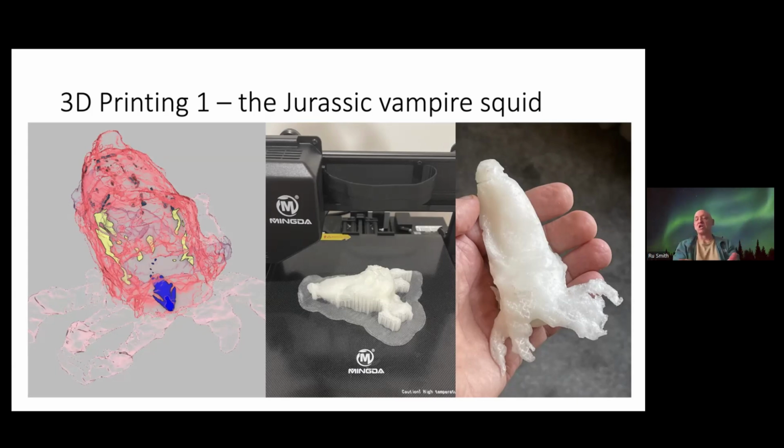I've then gone in and interpreted the different bits of the vampire squid. So in pink is its body, in blue are its beaks, like the beaks of a parrot. In yellow is cartilage around the eyes. In pink here are its arms.